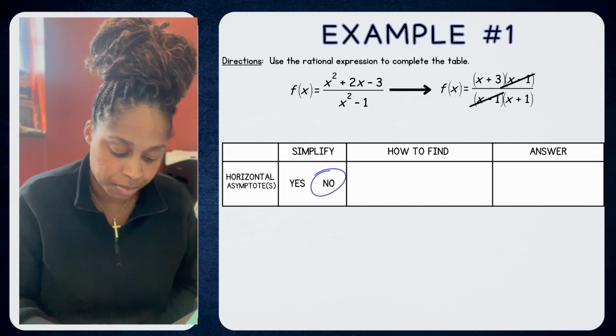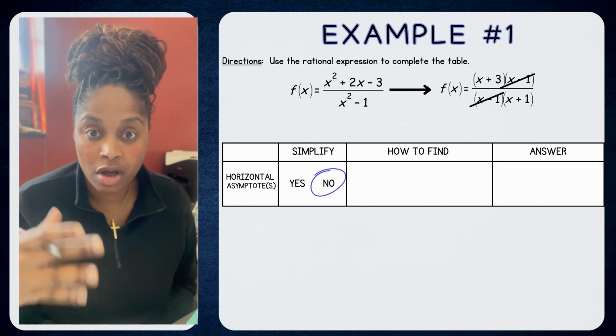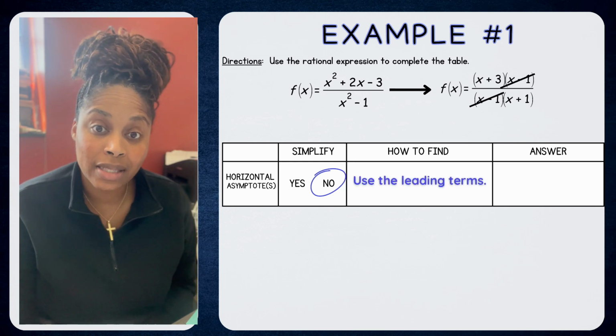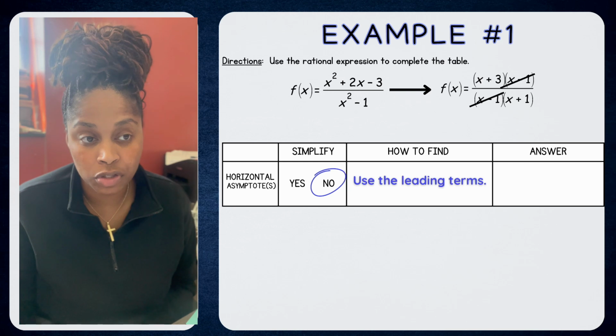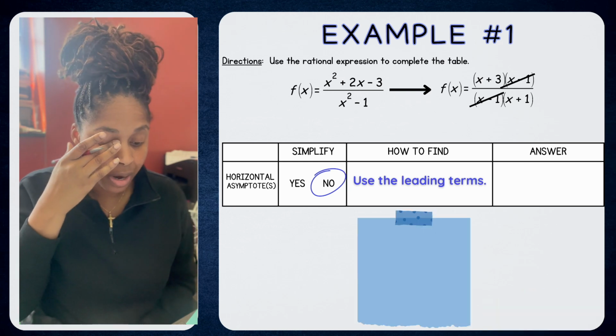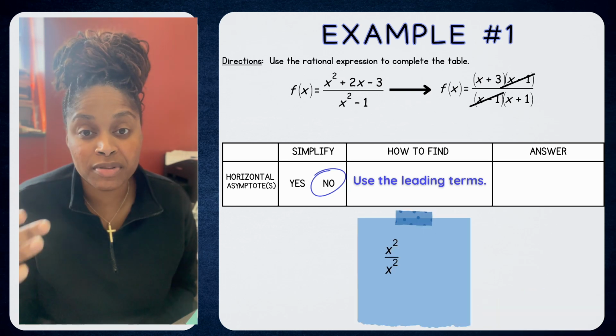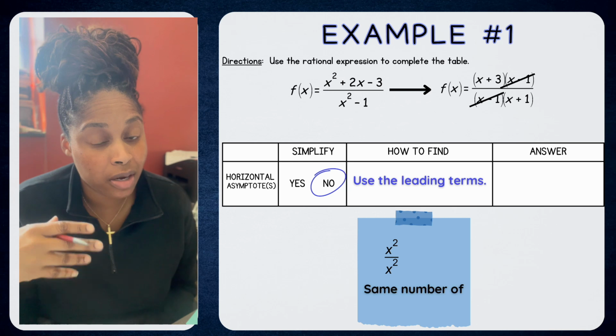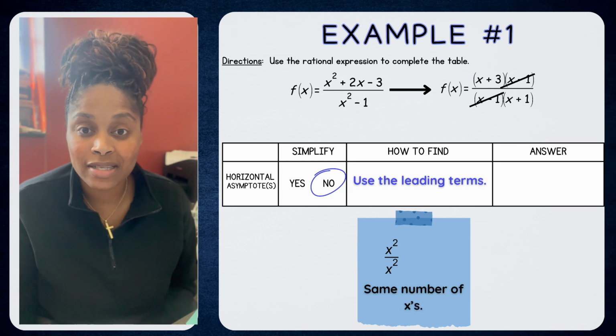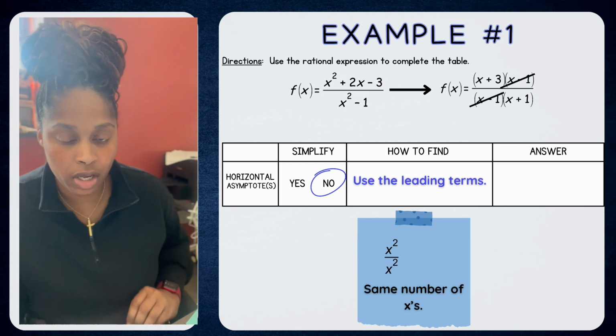No, we do not need to simplify. And in order to figure out our horizontal asymptotes, we need to look at the leading terms of our fraction, of the numerator and the denominator. Since our leading terms have the same number of x's on top and bottom, we're going to have our horizontal asymptote at the ratio of leading coefficients.